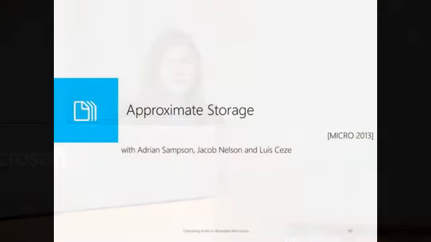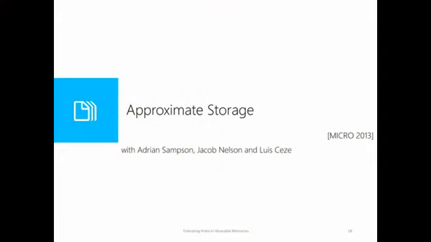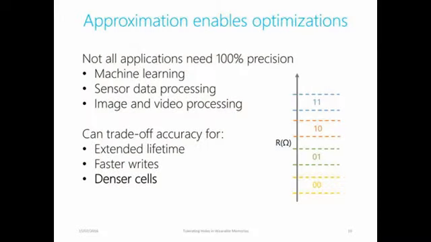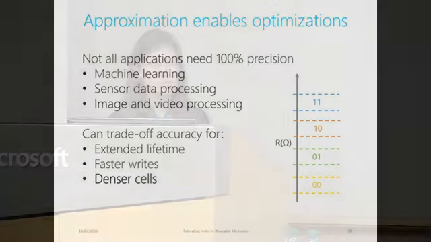And then the last mechanism I wanted to talk about is approximate storage. Here the concept is that not all applications need memory to work at 100% precision. There are applications like machine learning, sensor data processing, image and video processing that already have some approximation inherent to them. And so they don't need 100% precision from the memory either.